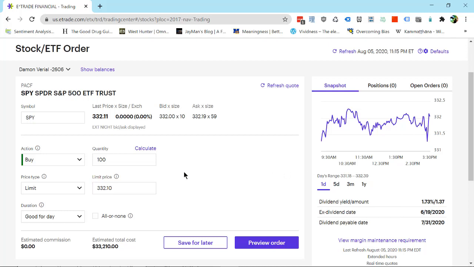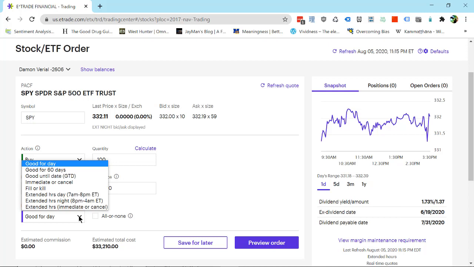It's not like options where there are many fields to fill. All you have to do is fill symbol, select the buy, put in your quantity, and if you want to save money, limit. If you don't, go market. Don't worry about all this other stuff. All this stuff really doesn't matter, especially if you're a beginner.